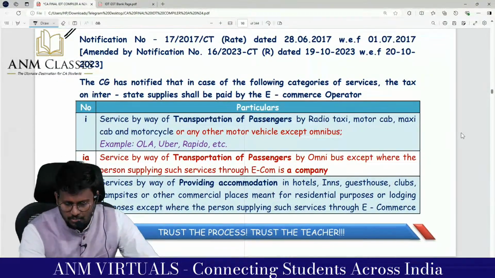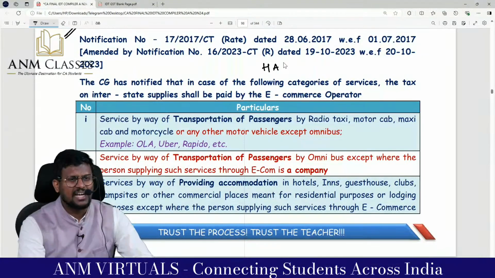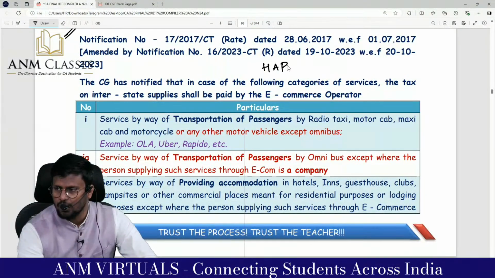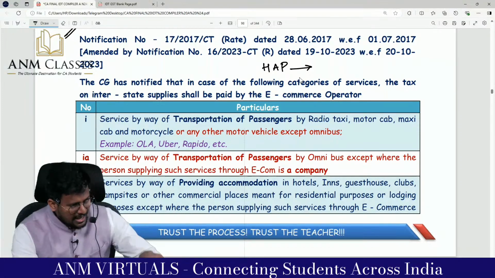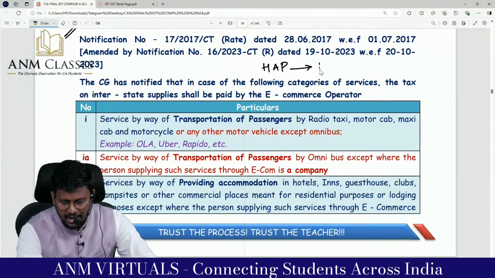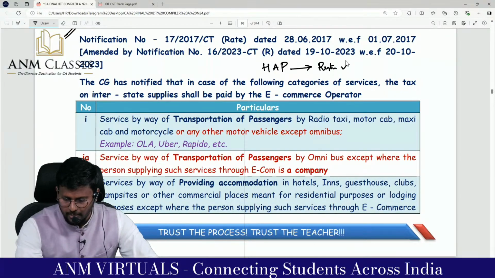H stands for housekeeping services. A stands for accommodation services, P stands for passenger transportation services, right? And the next ones are P for and Y for restaurant services. Are you all really with me?